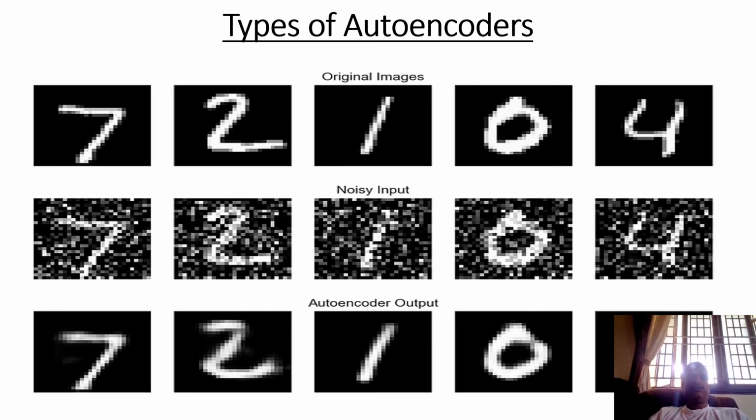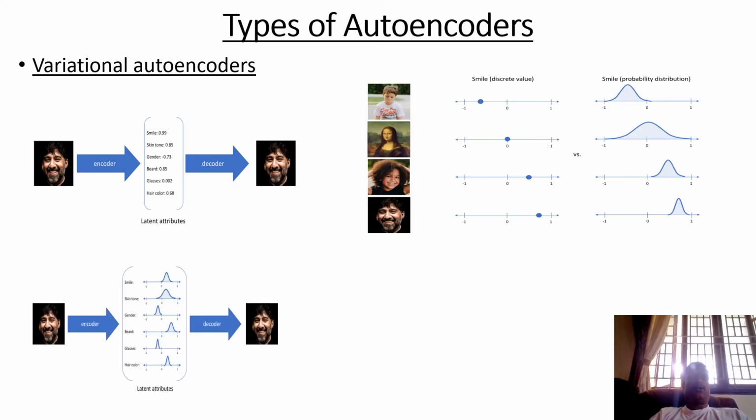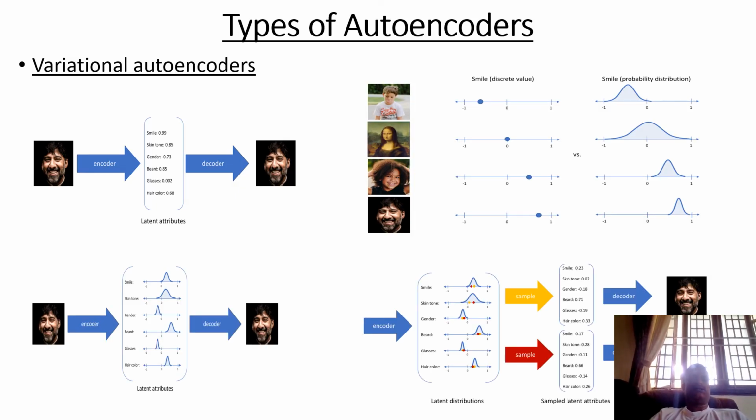Now here you can see the different types of data: the original data, the noisy input also, and the autoencoder output. So the objective is the same, but instead of having the original data, we are making the challenge a bit more complex and trying to find out whether we are able to get the required output even with the help of the noisy input data.